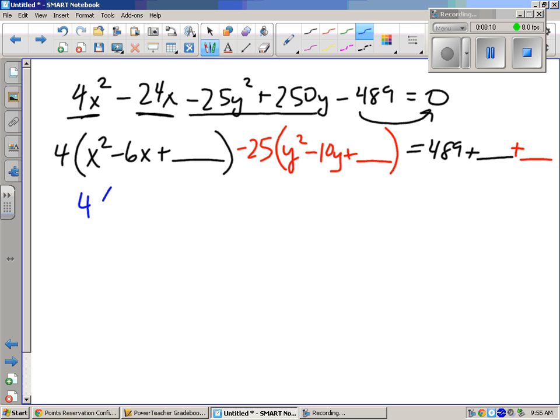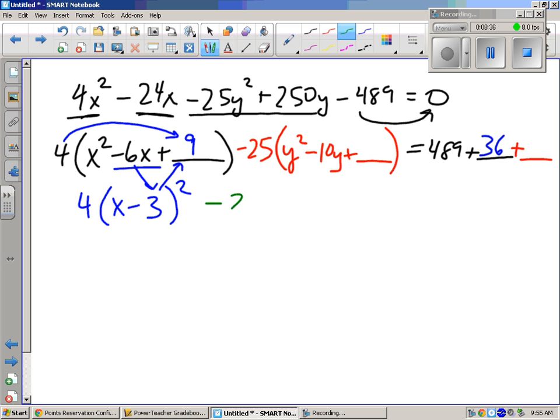All right, this is where you got to be careful. The 4 is still there. This, I need to cut this in half, so x minus 3, and then square the 3, and I get 9. But what am I actually adding to that part? It's not just 9, it's 4 times 9. So this blank over here is 36. Okay, so be careful with that. Don't just add 9 to both sides.